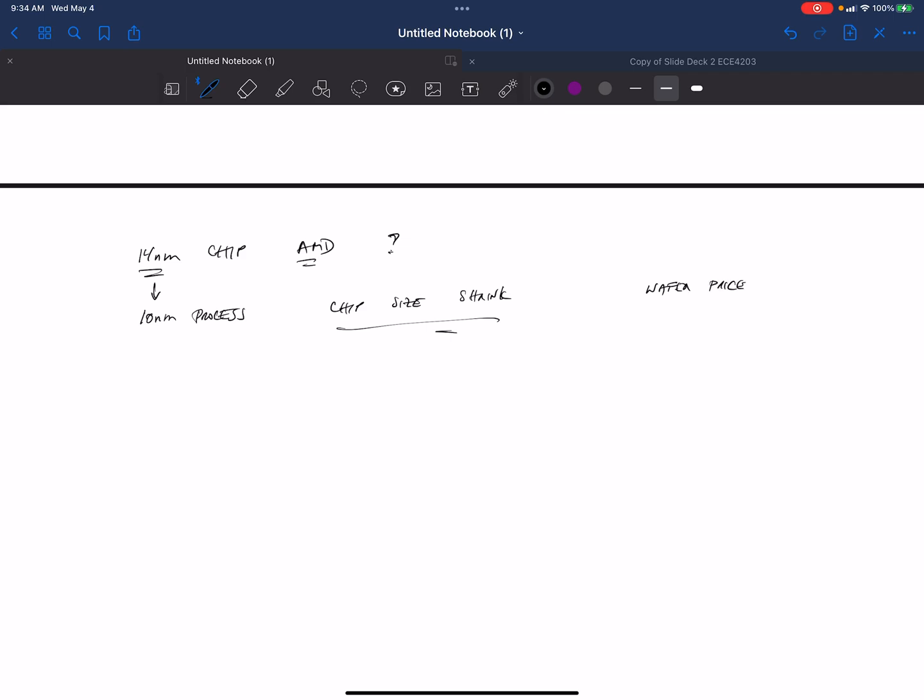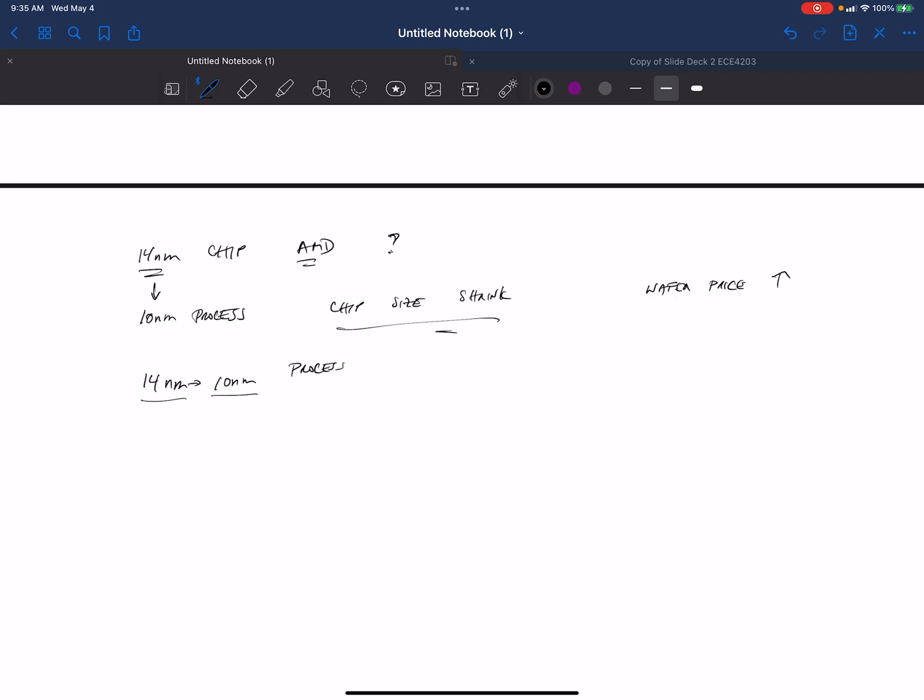So let's see what that does. Okay, so if you're going from a 14 nanometer to a 10 nanometer process, the first thing we've got to do is estimate what is the size shrink of the die. So let's say the transistors are shrinking from 14 nanometers to 10 nanometers on a side.